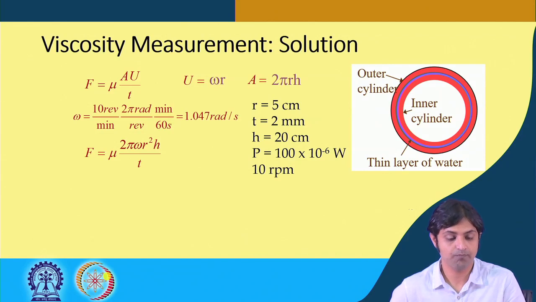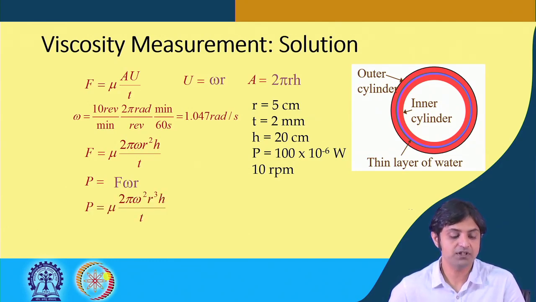So, F is written as mu, A is written as 2 pi r h, and u is written as r omega, T is as it is. If we break down this equation in terms of omega and r, this is what we get. F is equal to mu multiplied by 2 pi multiplied by omega multiplied by r square h divided by T. The power is F into V, force into velocity, or F omega r in our case.